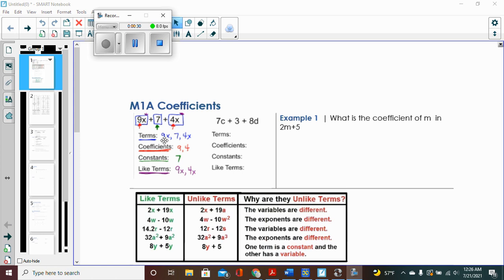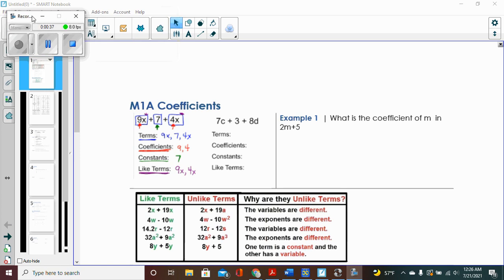The terms here are 9x, 7, and 4x. The coefficients, they don't really lay them out the way I like them to, but the coefficient of the x term is 9. The coefficient of the other x term is 4. And as you notice, 7 is not a coefficient, it's just a constant, and that's because it's not multiplied by a variable. So be clear about that.